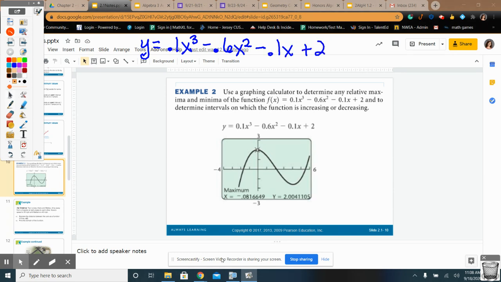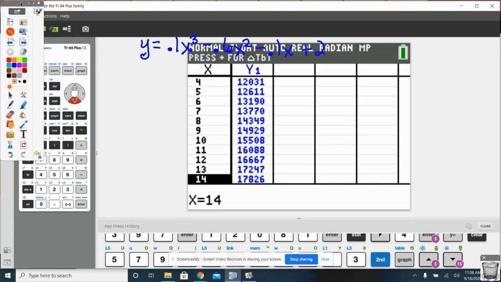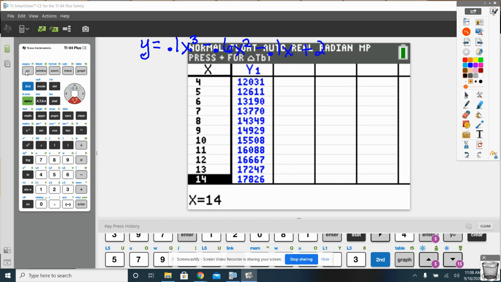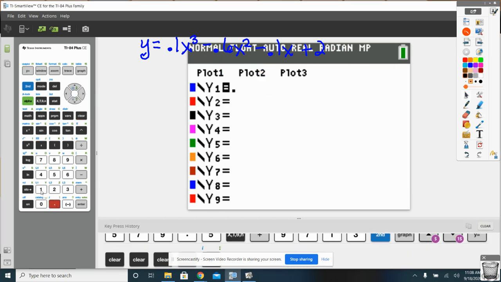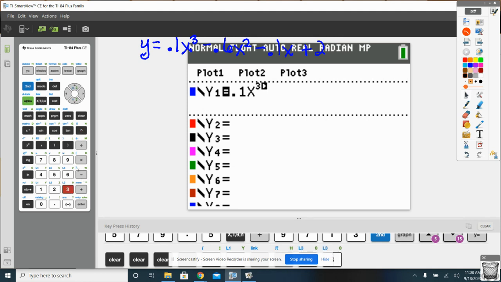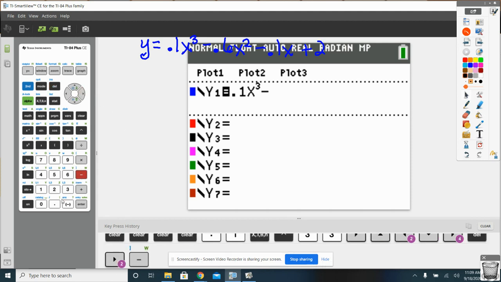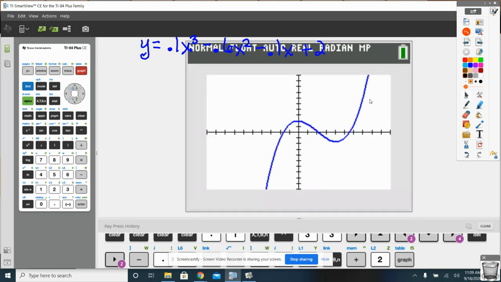Okay, so let's see if I can type this in. Okay, 0.1 x to the third. There's a little caret button for me. Oh, too many. What's happening? All right, minus 0.6x squared minus 0.1x plus 2. So when I hit graph, I can see that it's a cubic function. Kind of looks like a little snake, okay?